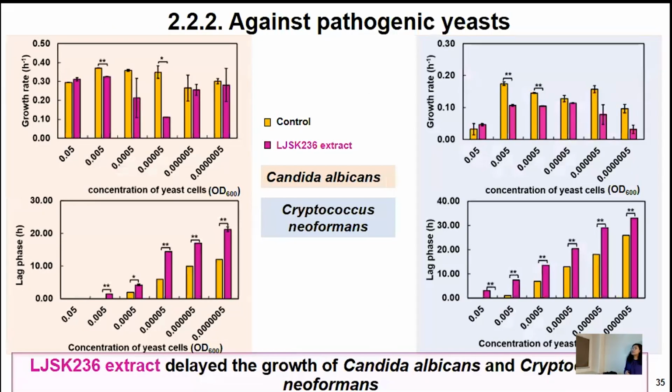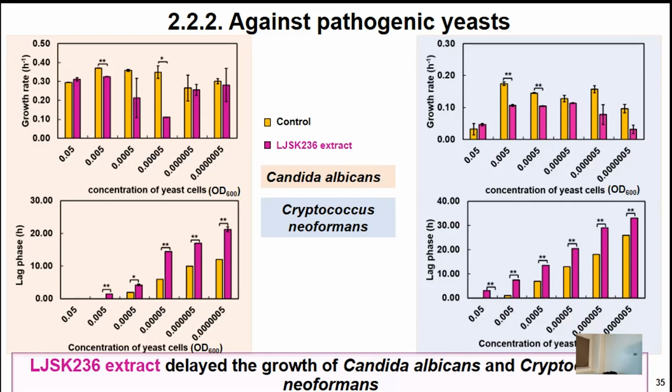Then we tested the extract against pathogenic yeast cells as well. We picked two pathogenic yeast cells, Candida albicans and Cryptococcus neoformans. Same as before, we treated the pathogenic yeast cells and measured the growth rate and the lag phase. So this is for Candida. When the different concentrations of Candida cells were treated with the control versus the 236 extract, the growth rate is decreasing. At the same time, the lag phase is increasing.